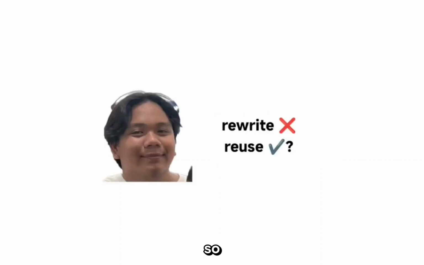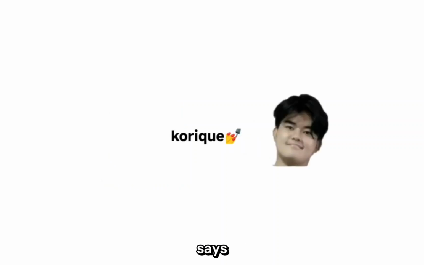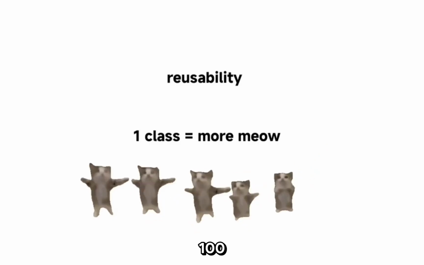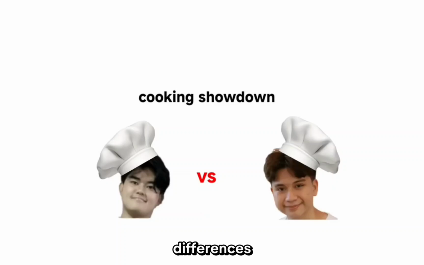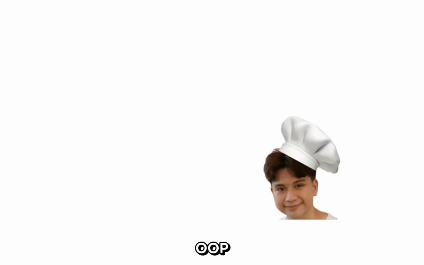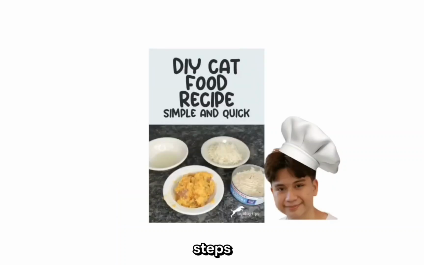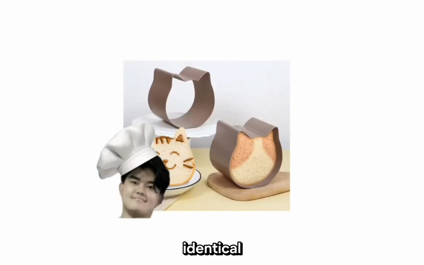Clarence says, "So instead of rewriting everything, I just reuse the class." Prince says, "Correct. That's called reusability. With one class, you can make 100 cats without writing messy code again and again. This is one of the key differences of procedural programming and OOP. Procedural programming focuses on steps, like following a recipe line by line. OOP focuses on objects, like reusing molds to create many identical or unique items."